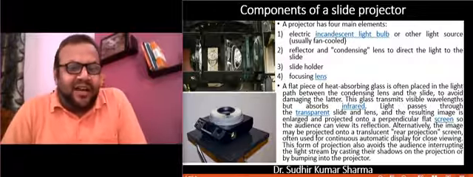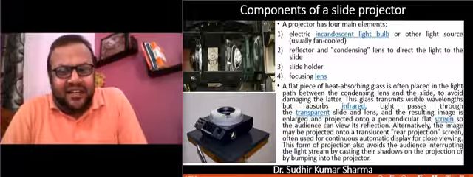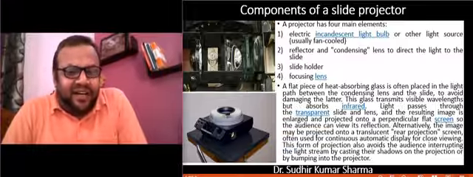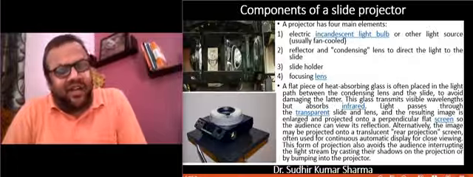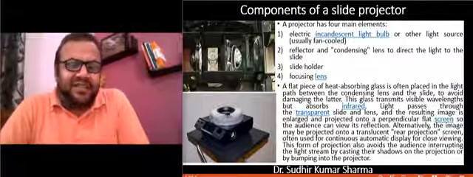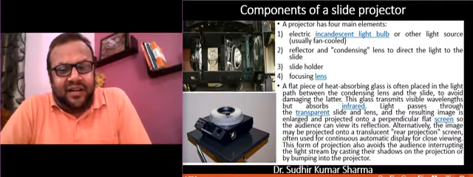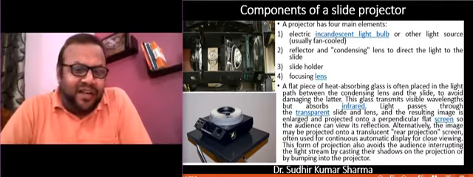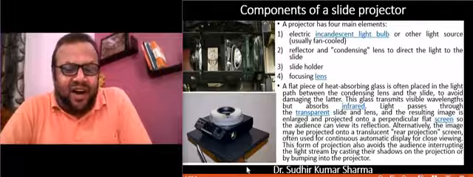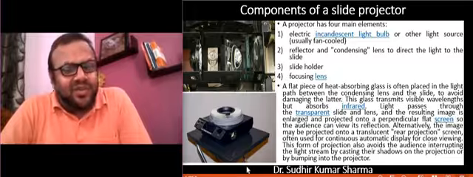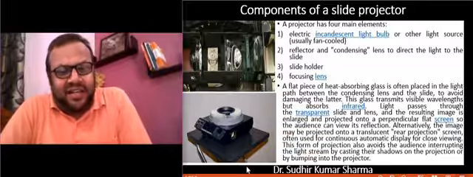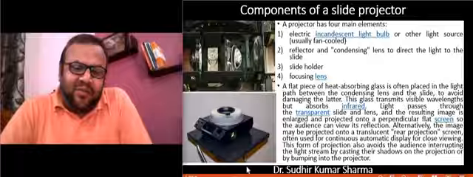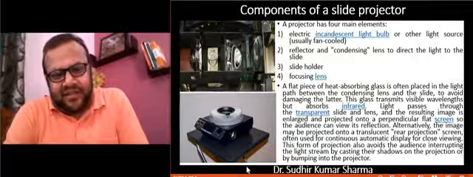Light passes through the transparent slide and lens, and the resulting image is enlarged and projected onto a perpendicular flat screen so the audience can view its reflection. Alternatively, the image may be projected onto a transparent rear projection screen, often used for continuous automatic display for close viewing. This form of projection also avoids the audience interrupting the light stream by casting their shadows on the projection or by bumping into the projector.